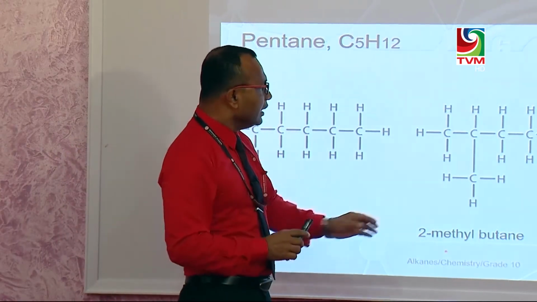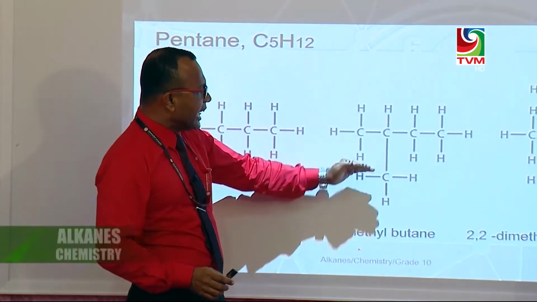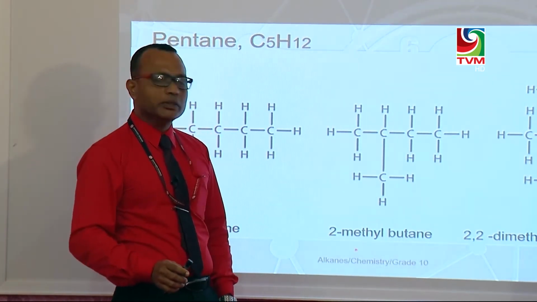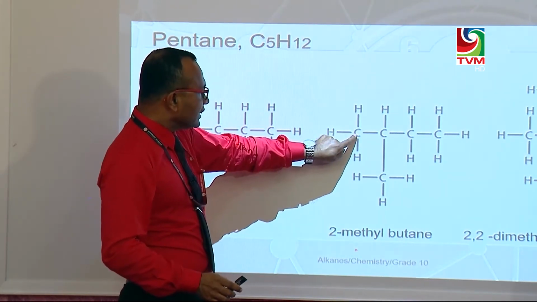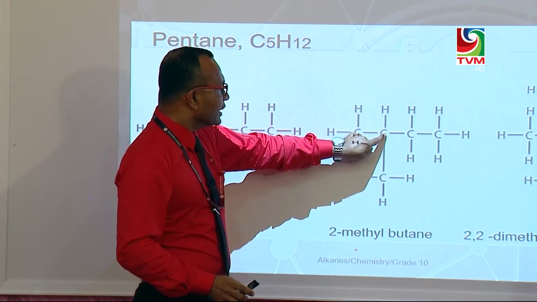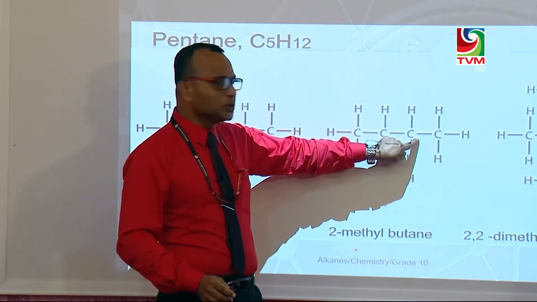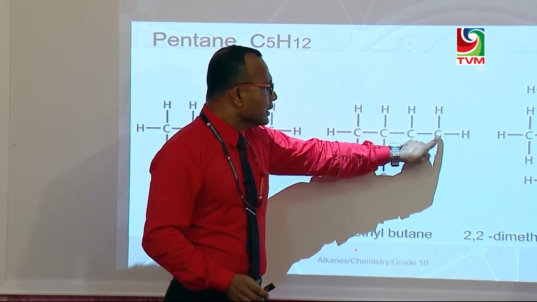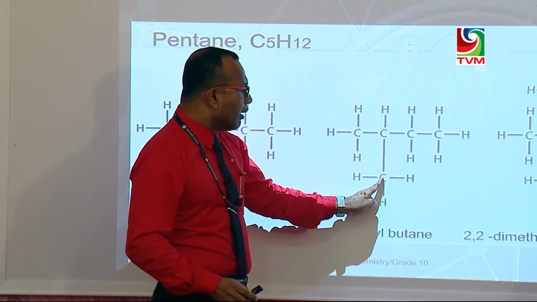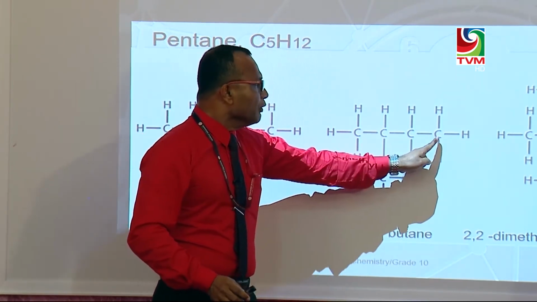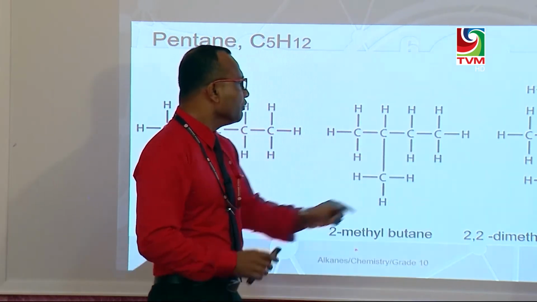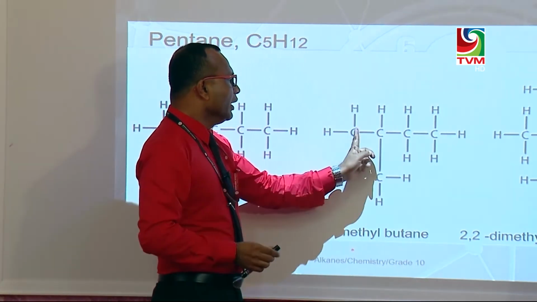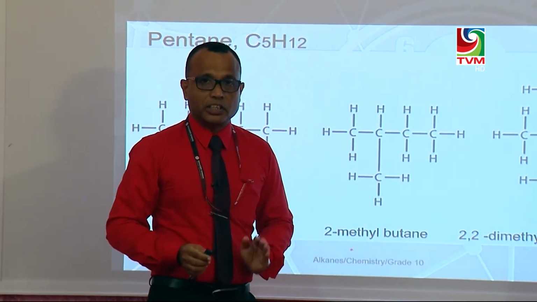But look at second one. When you come to second one, it has a branch. And we need to identify the longest continuous carbon chain. If I start from this end, first carbon combines to second one, second carbon combines to third one, combines to fourth one. But you may see the fourth carbon atom does not combine to this branch carbon. We have to stop from this carbon. So we now identify the longest continuous carbon chain. 1, 2, 3, 4. Now next step is numbering.